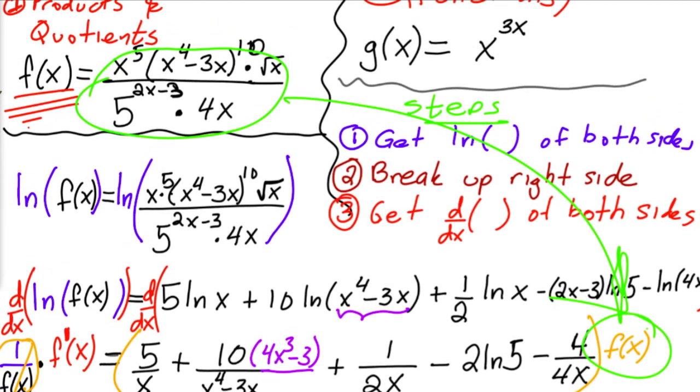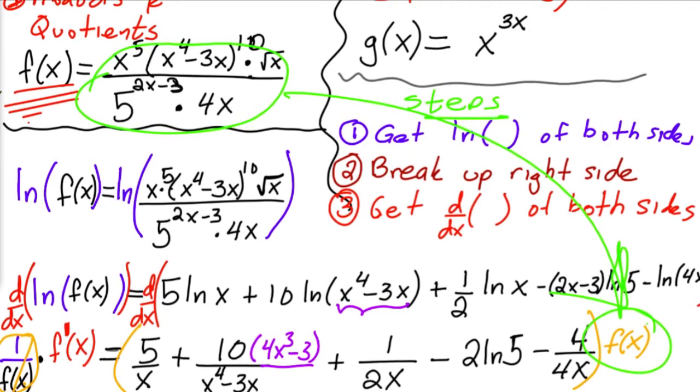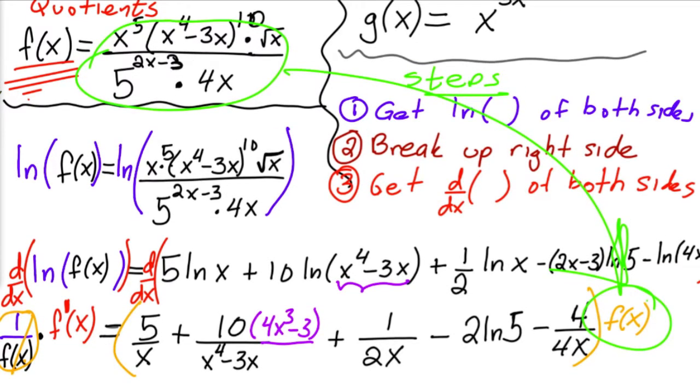Okay, so let's try this other one. Let's try to do the same steps. Actually, I forgot to write down that last step. Once you get the derivative of both sides, then you're going to multiply both sides by f of x. Okay. All right, so let's try the other one.